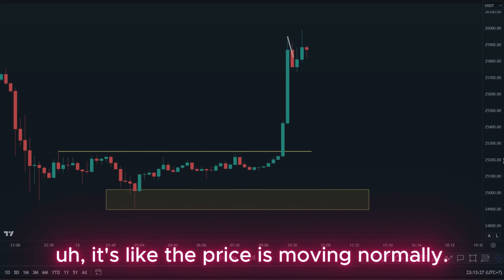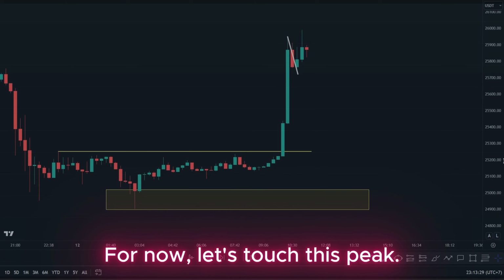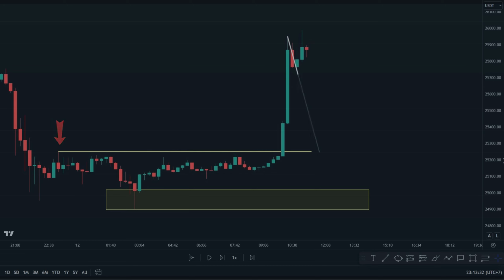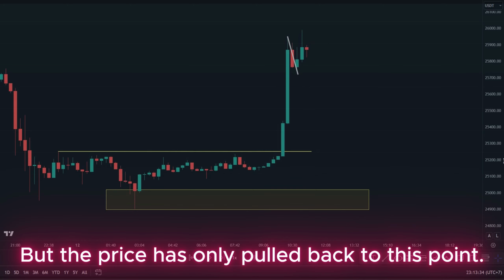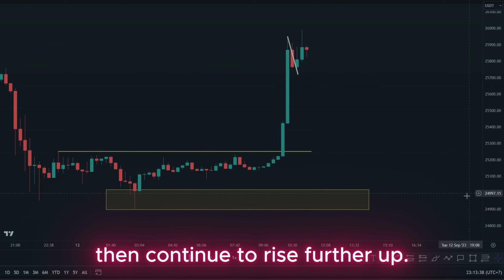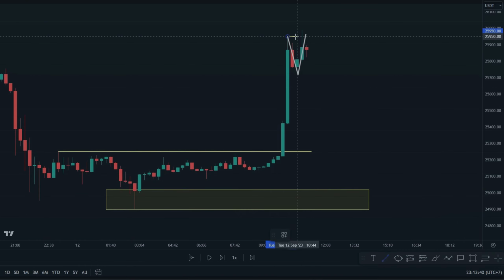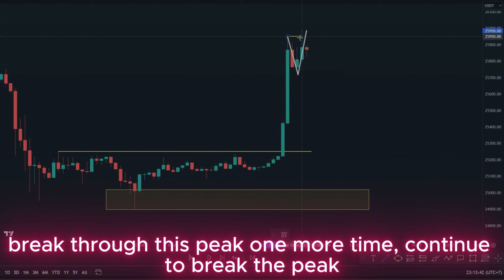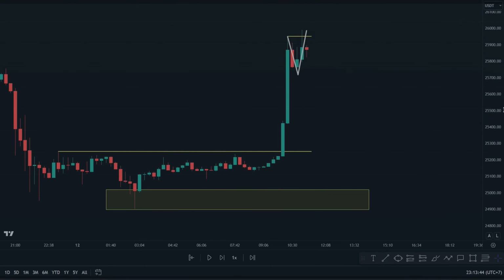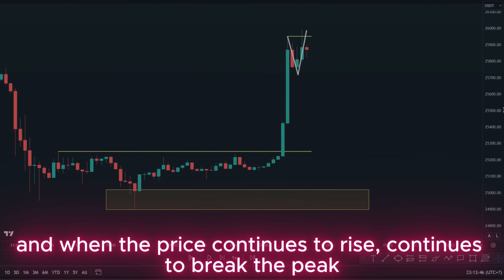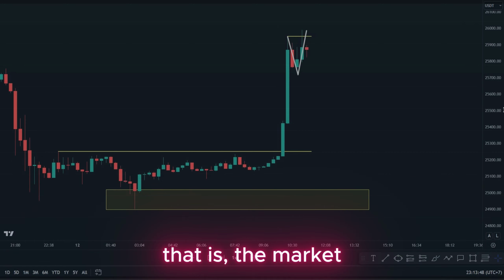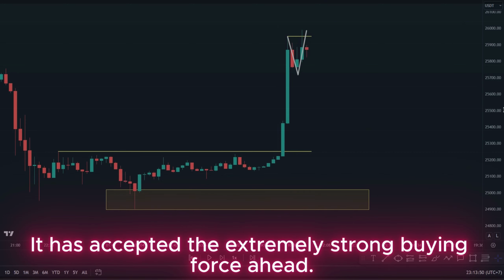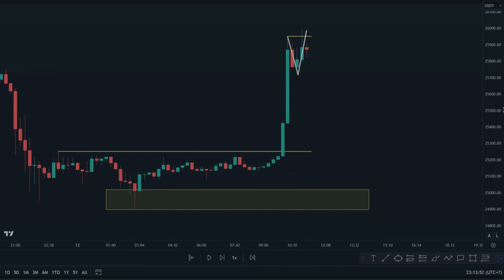The price is trying to pull back, for now. It's like the price is moving normally. Let's touch this peak, but the price has only pulled back to this point. Then it continues to rise further up, breaking through this peak one more time, continuing to break the peak. And when the price continues to rise and break the peak, the market has accepted that the extremely strong buying force ahead is real.